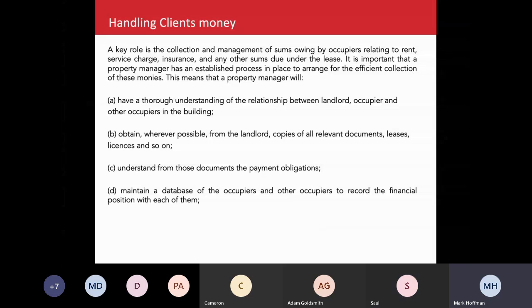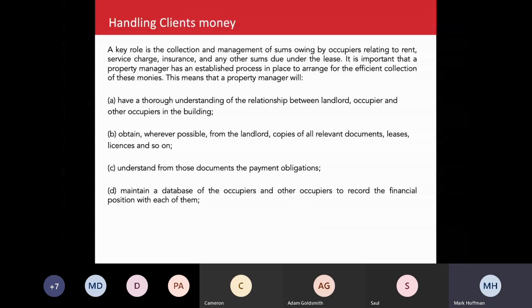As a property manager, you will be handling clients' money. A key role is the collection and management of sums owing by occupiers relating to rent, service charge, insurance, and any other sums due under the lease. It's important that a property manager has an established process in place to arrange for the efficient collection of these monies. This means that a property manager will have a thorough understanding of the relationship between landlord, occupier, and other occupiers in the building.